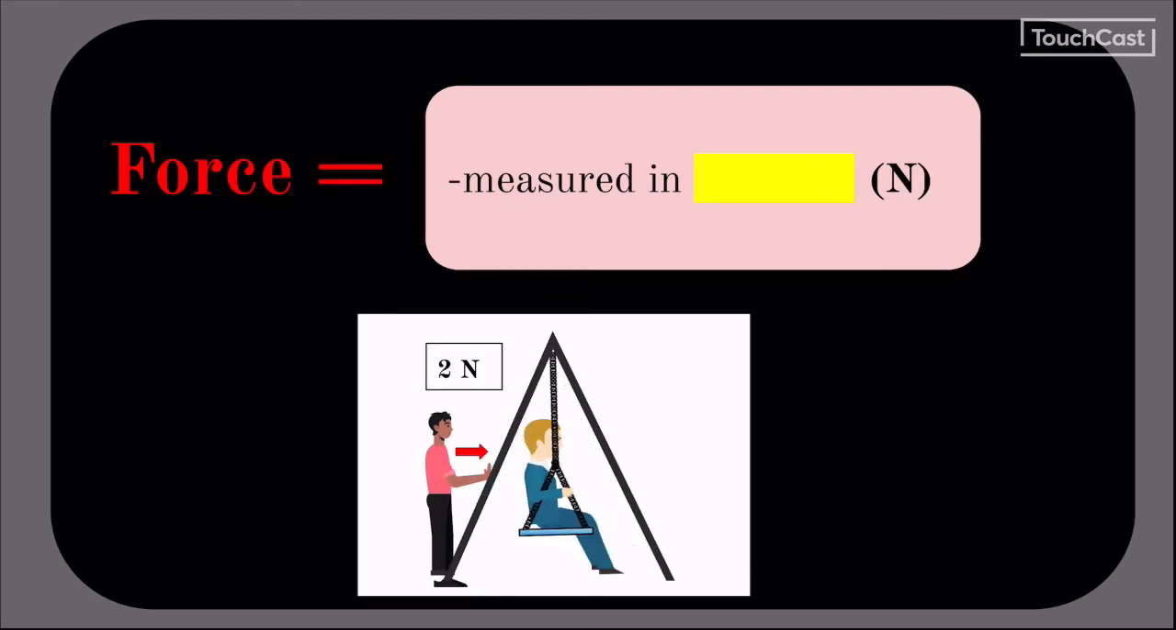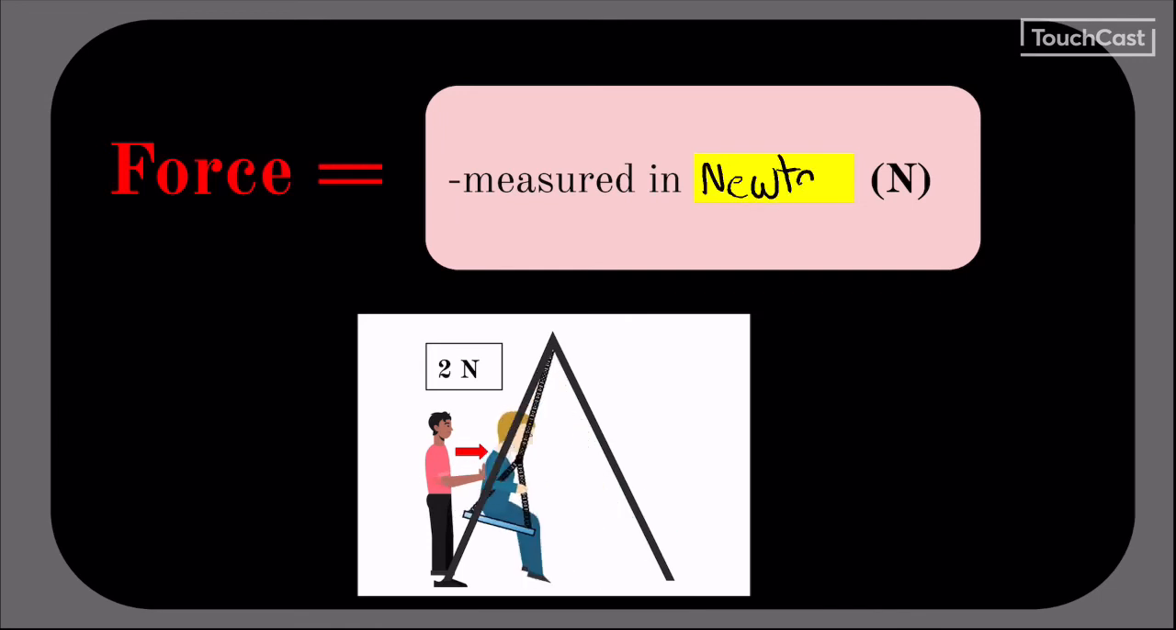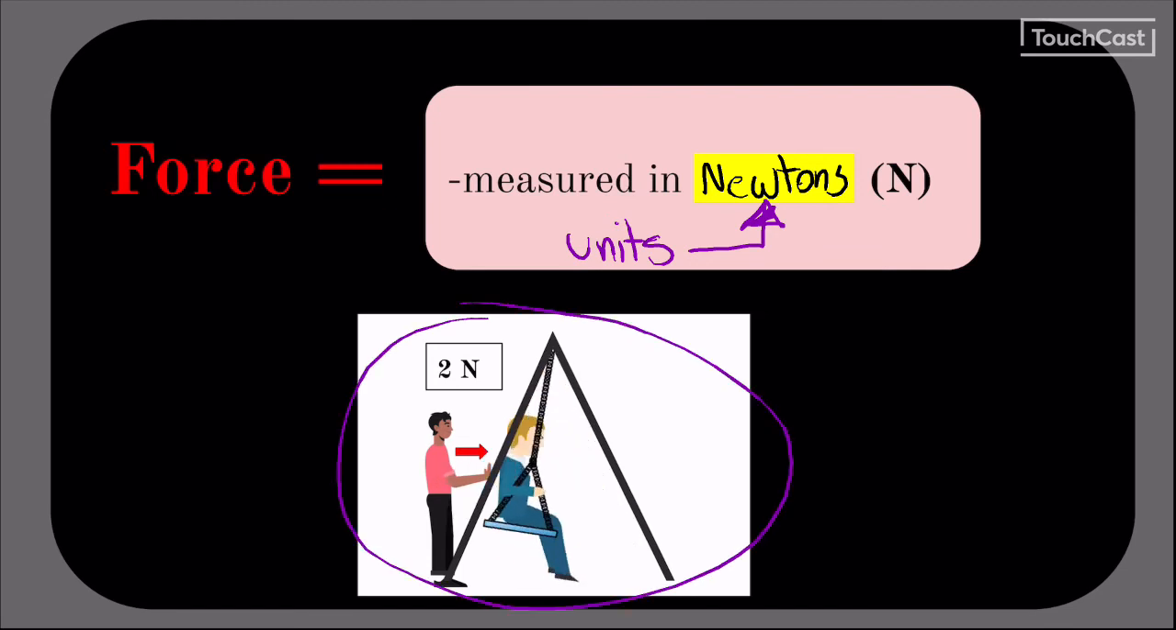So it's important to know that we measure force in newtons, and the abbreviation for newtons is N. Newtons is our unit, which means it tells us how much force is present. So if you look at our picture below, you see that the man pushing the guy on the swing is using 2 newtons of force.